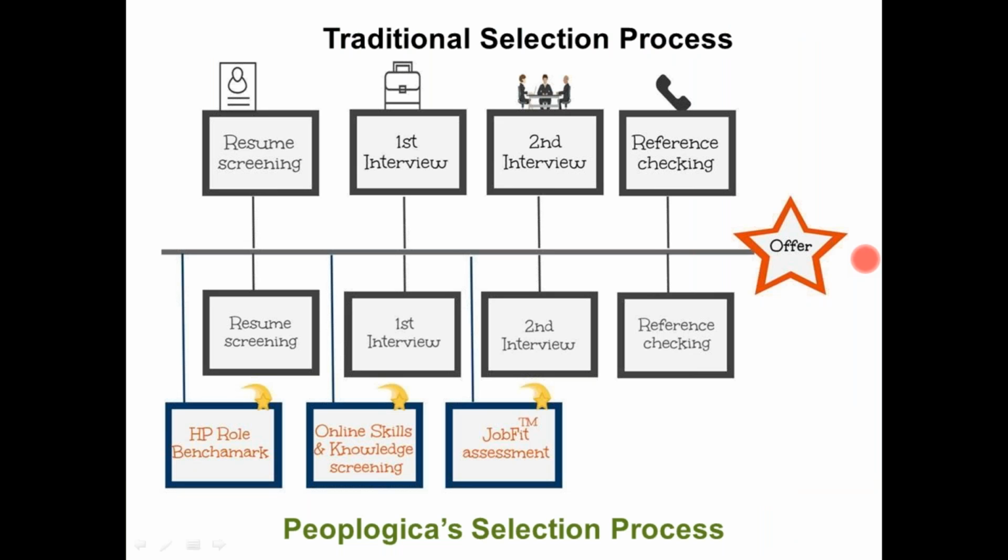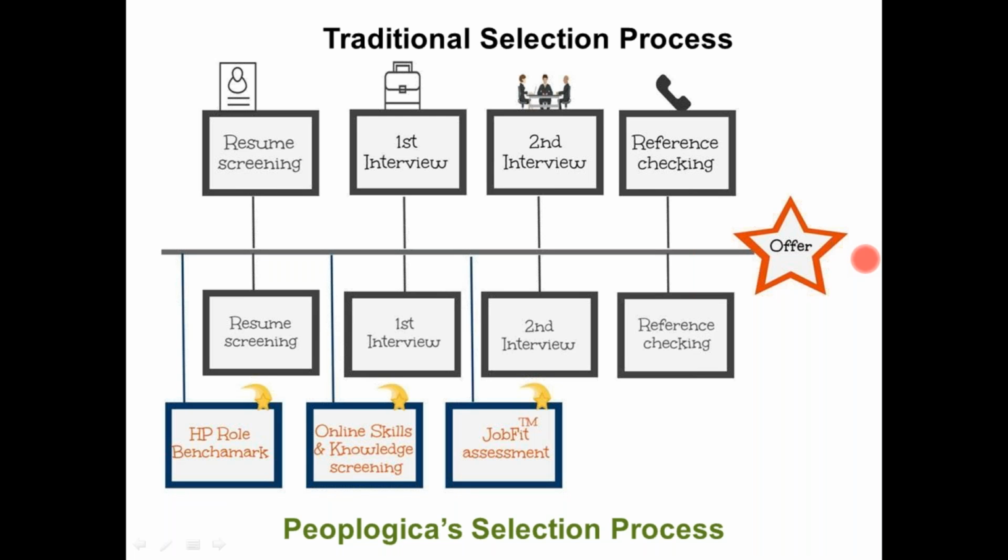So if we look at the traditional selection process versus what we believe you should be doing to make your selection process far more robust in the future. So essentially all of the things that are being done at the moment, they stay. The resume screening is very important. First interview, very important. Second interview, very important. And the reference checking, obviously very important. But what we want to do is inject into 3 areas some science that allows us to improve the end result of the selection process.